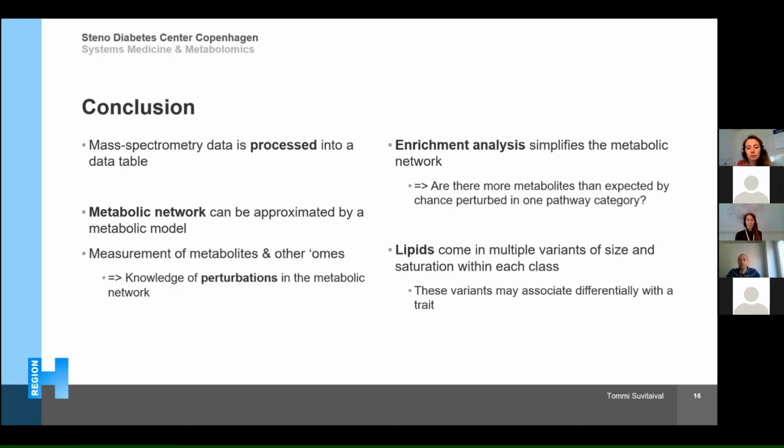And then finally, lipids are a bit of a particular type of metabolites, and for those we can look for patterns in size and saturation within each class. And these parameters might be something that is relevant for disease.